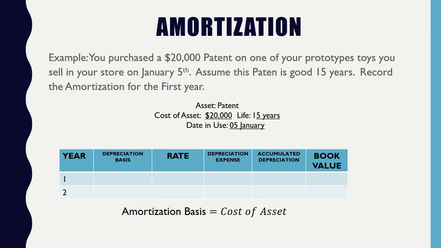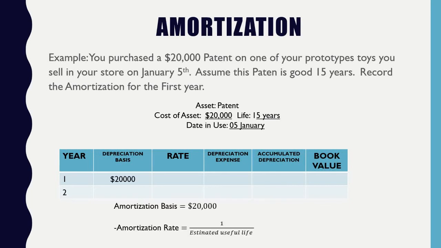Well, let's see. Amortization basis is going to be cost of the asset. In this case, $20,000. Right? Next is going to be the amortization rate, which is 1 over the estimated useful life. So in this case, typically, intangible assets, especially patents, licenses, and things like that, their years vary on what you're protecting, right? So you can protect a license for 1 year. That's the common one. You can either protect your license for 5 years, 10 years.